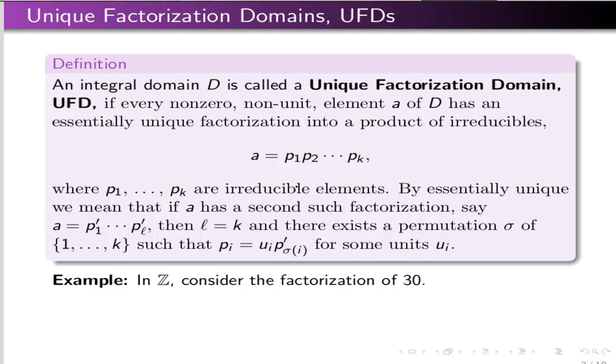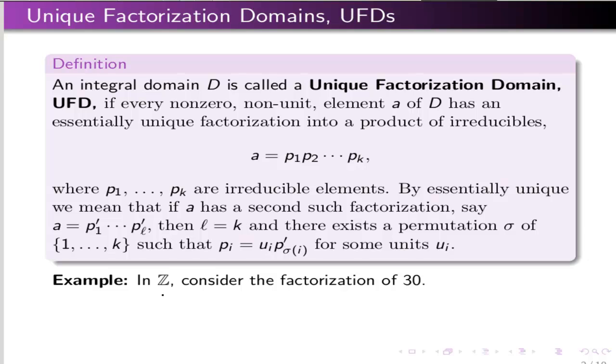By essentially unique, we mean that if A had a second such factorization, then it must just be a permutation of these primes, the same set of primes, up to unit multiples. So there's got to be a permutation sigma of 1 through k, such that if you just rearrange the subscripts and you throw in some units u sub i, the second factorization's primes are just unit multiples of the permuted primes.